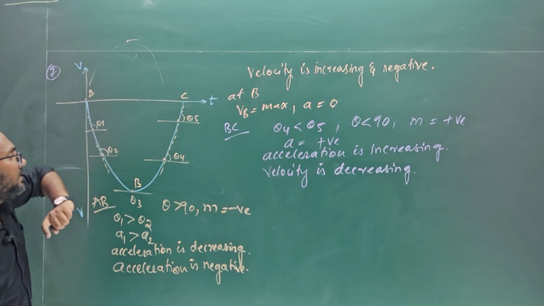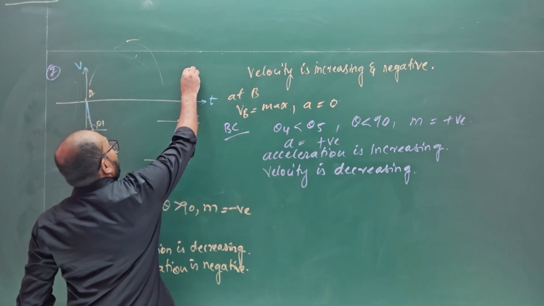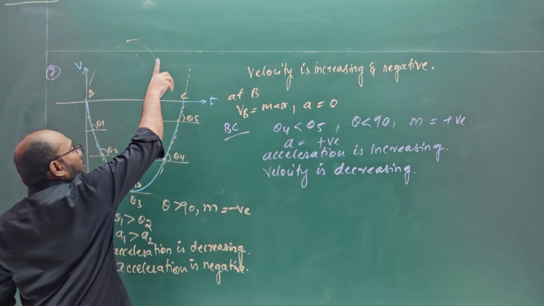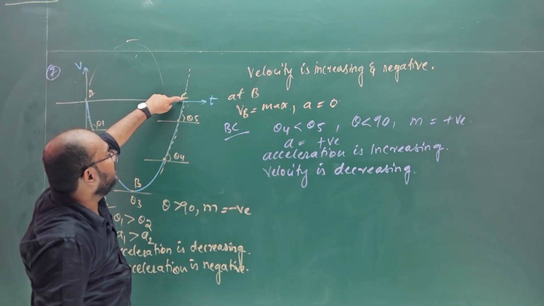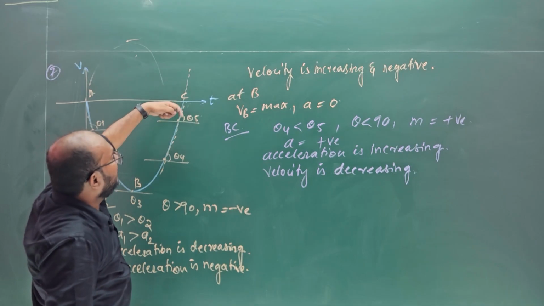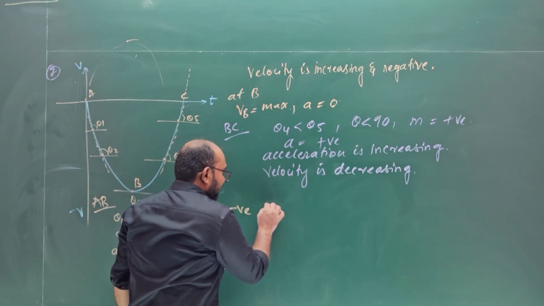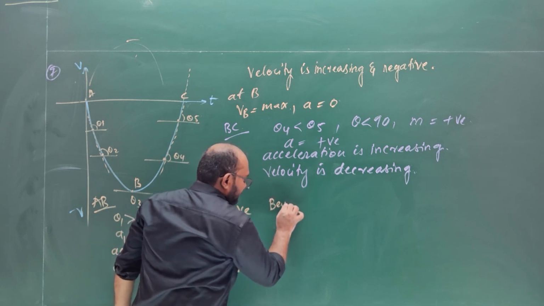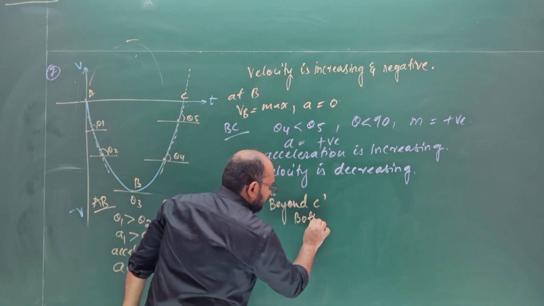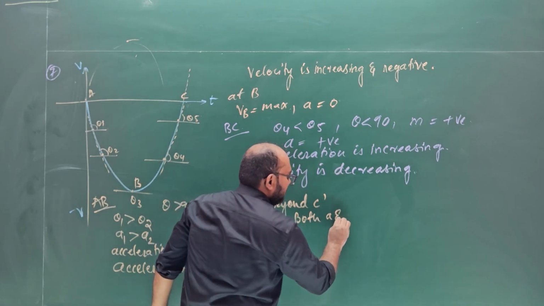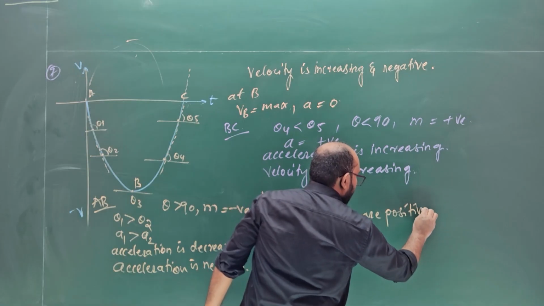Okay, anything else we can comment? If you want to write beyond C, you can. Beyond C, both acceleration and velocity are going in the same direction. At point C, velocity becomes 0. Then acceleration and velocity become what? Both positive this time. So beyond C, both acceleration and velocity are positive and increasing.